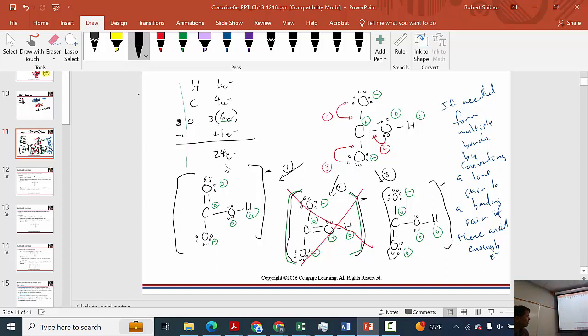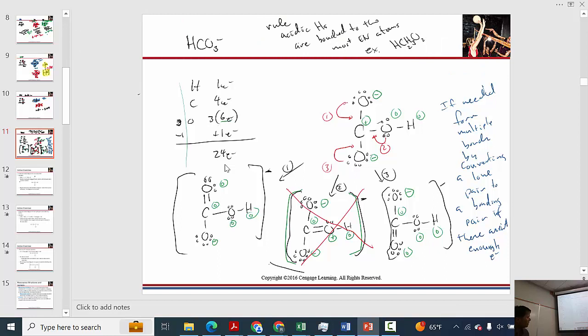Structures 1 and 3 are 2 ways of making the same thing energetically. And so what we do is we show that with a double-headed arrow here. And we call these resonance forms.